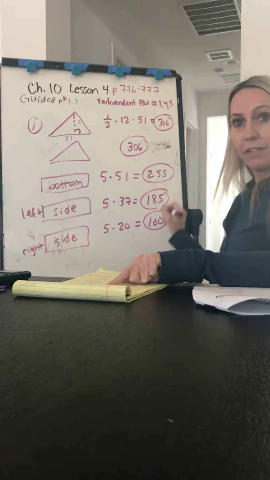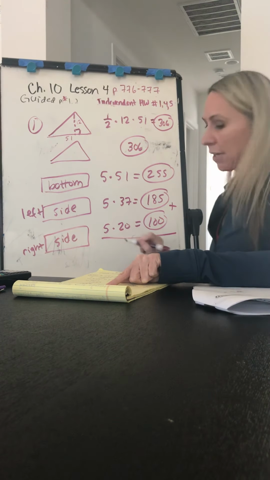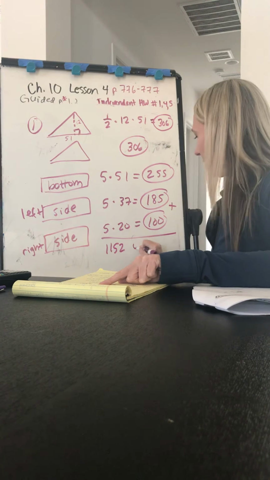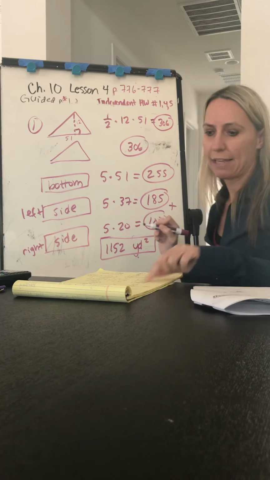Then we're going to take all of these, again, 3 rectangles and the 2 triangles. We're going to add them together, and we get 1152, and it's going to be square yards like this. Okay, so your work should look something like that.